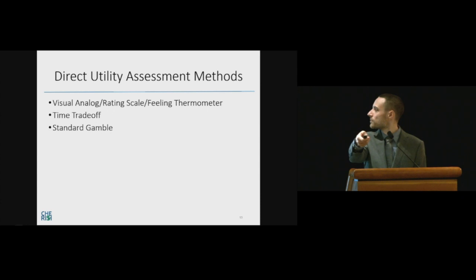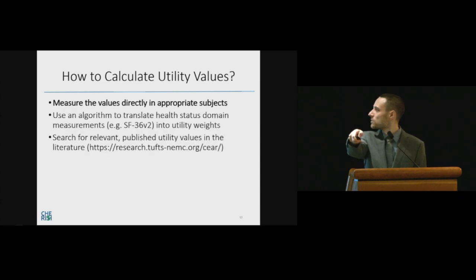Oops, I went too far. Okay. So how do we calculate utility values? Well, one way is we can measure the values directly in appropriate subjects, and we'll talk about each of these more as we go on. We can use an algorithm to translate the health status domain measurements into utility weights. We can also search for relevant published utility values in the literature.